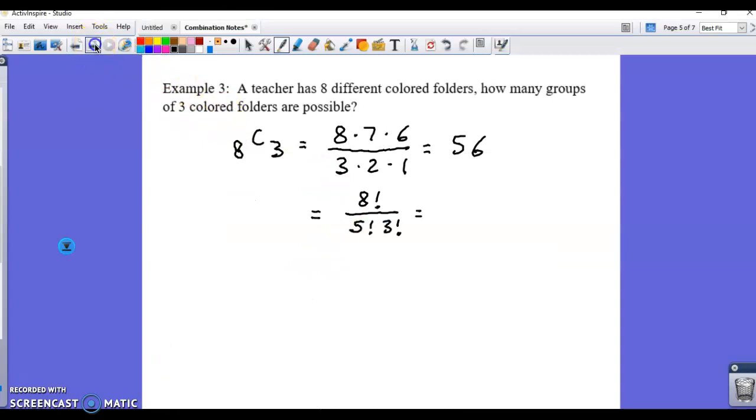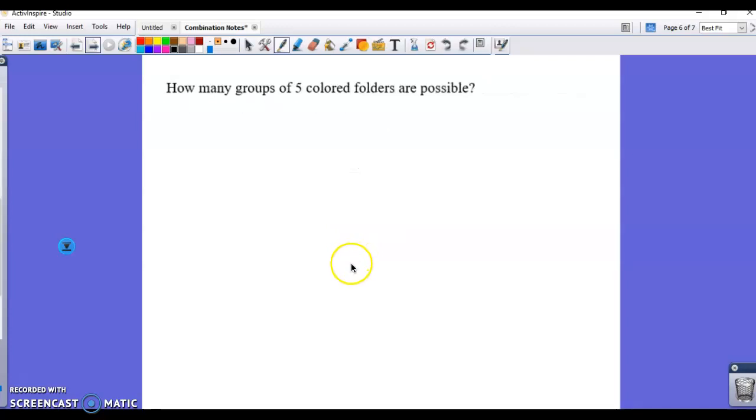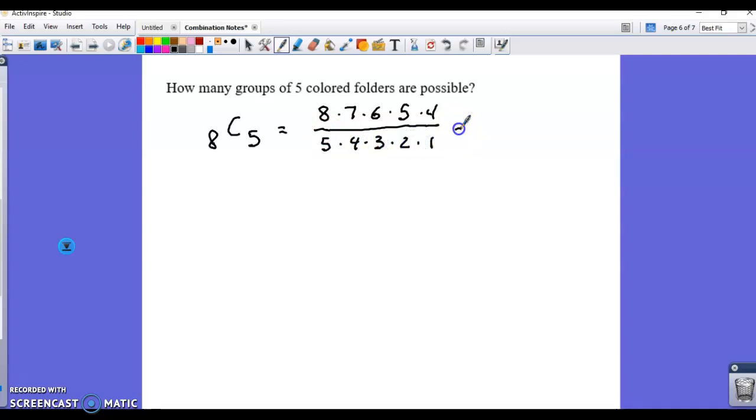Look at the next example. So how many ways can the teacher choose 5 of the folders? So that would be 8 choose 5. You could multiply 8, 7, 6, 5, 4, 5 numbers. Then you'd have to divide 5, 4, 3, 2, 1.